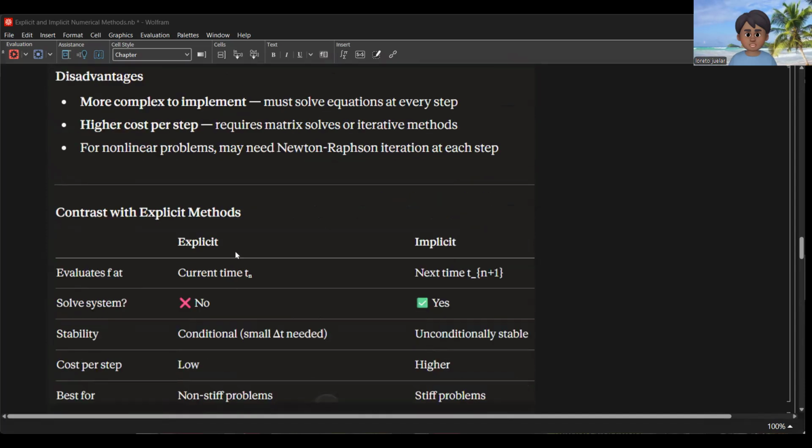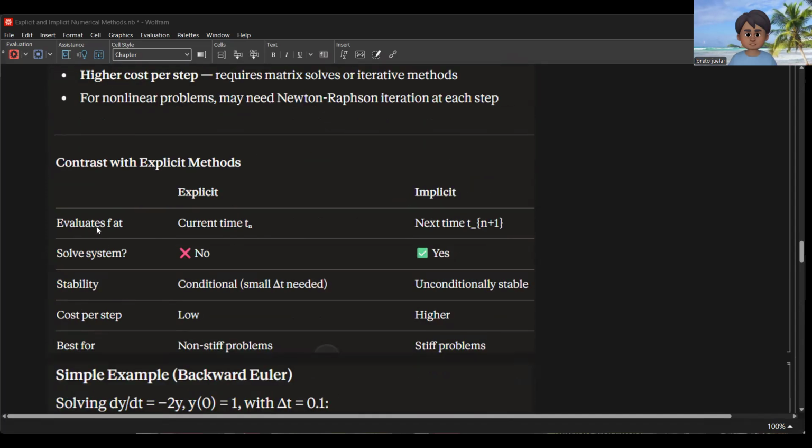In contrast with the explicit method, we evaluate f at the current time. So we just directly substitute the values of t sub n, the current time. Then for the implicit method, we have to solve for t sub n plus 1. This is the future value for the implicit method. Now solve the system. We don't need to solve the system for explicit because we just substitute the value of t sub n, but in the implicit method, we really have to solve the equation.